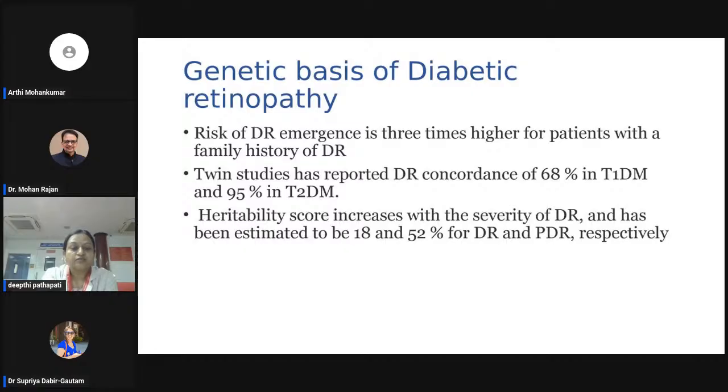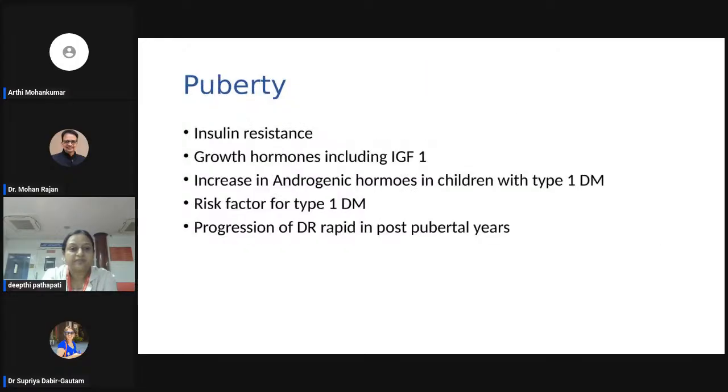The genetic basis of diabetic retinopathy: the risk of diabetic retinopathy emergence is 3 times higher for patients with a family history of diabetic retinopathy. Twin studies have reported diabetic retinopathy concordance of 68% in type 1 diabetes mellitus and 95% in type 2 diabetes mellitus. Heritability score increases with the severity of diabetic retinopathy and has been estimated to be 18 and 52% for diabetic retinopathy and proliferative diabetic retinopathy, respectively.